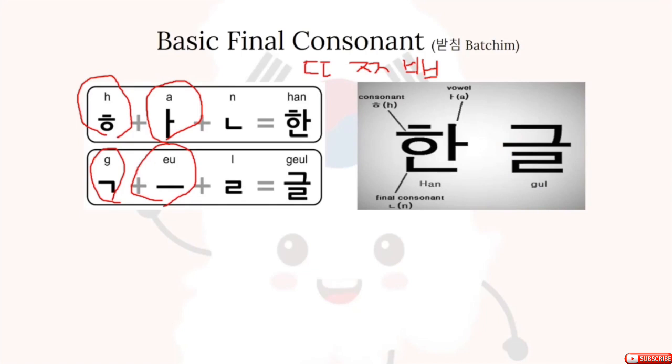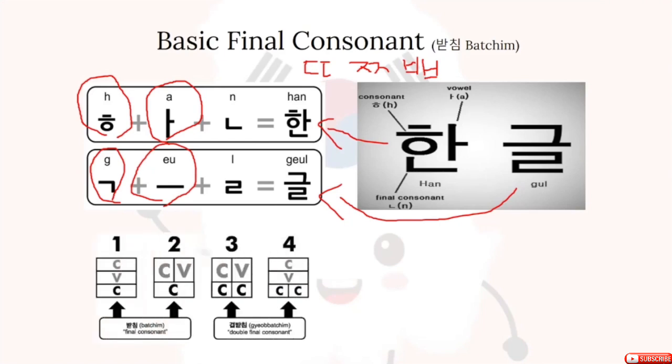So the Hangul, which is the Korean language, Korean word, is formed with a basic final consonant, as you can see. So we have the consonant, and the vowel, and the final consonant right here under becomes han. Same as 굴 right here. So I'll just draw an arrow like that, just to give you a better picture.